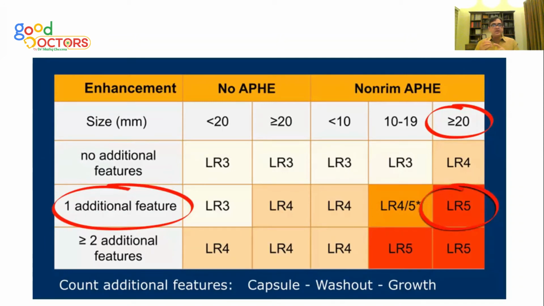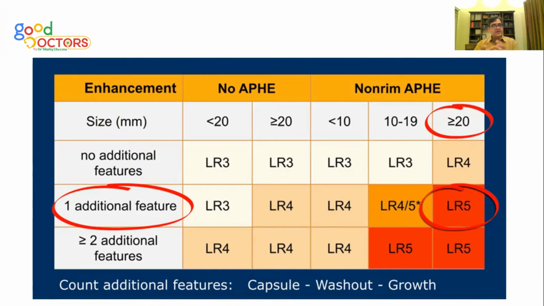So if somebody has arterial phase enhancement and more than 2 centimeter size, only 1 additional feature out of the remaining 3 will make it LIRAD 5, which is confirmed hepatocellular carcinoma. On the other side, if the size is more than 2 centimeter and there is no arterial phase enhancement, if the patient has 2 additional features, despite absence of arterial phase enhancement, still it can be LIRAD 4, which needs to be discussed in a multidisciplinary meeting.